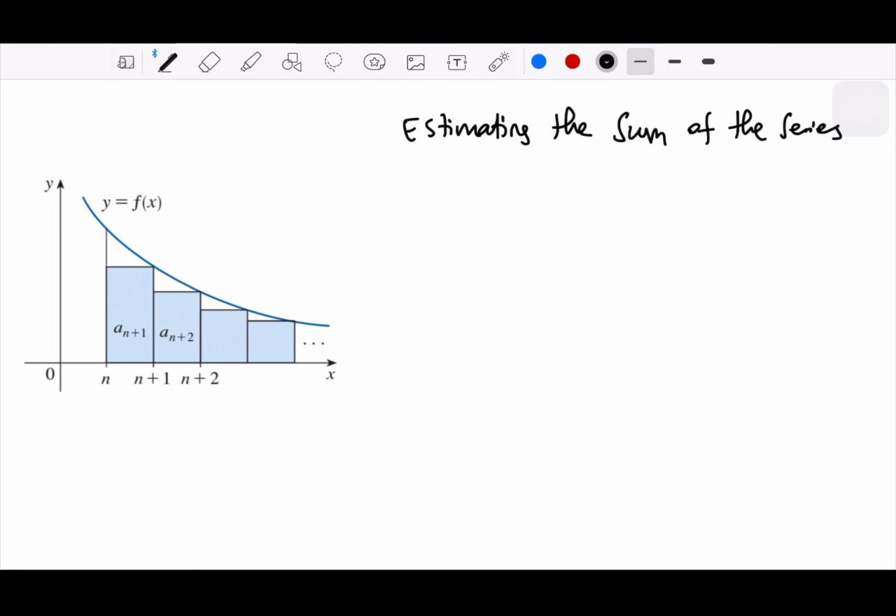Now, if we look at the gap on the area under the curve, we need to define what we call Rn, the remainder. We also call this R an error.